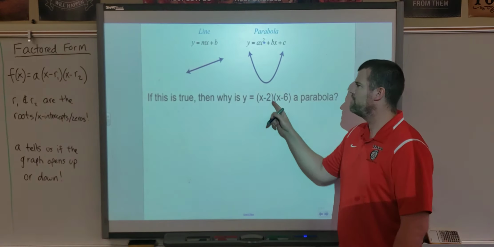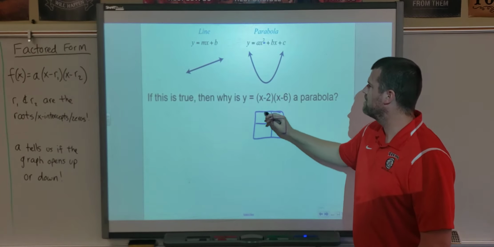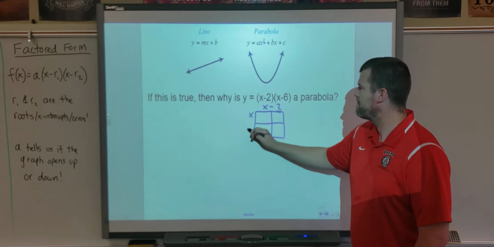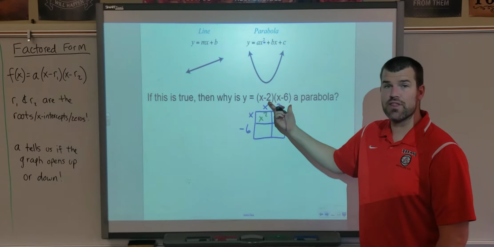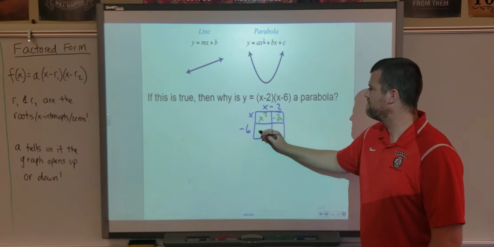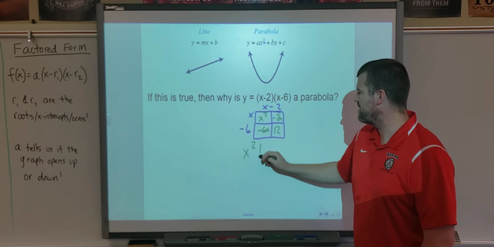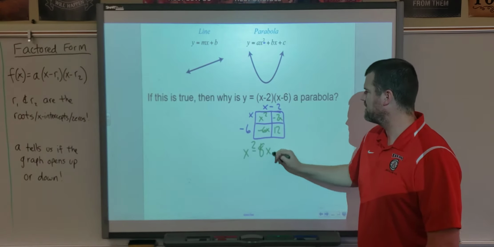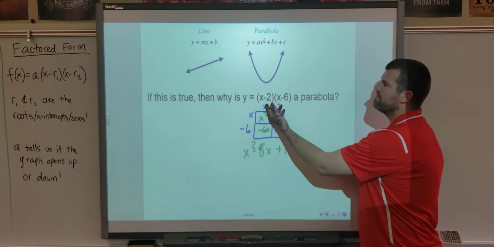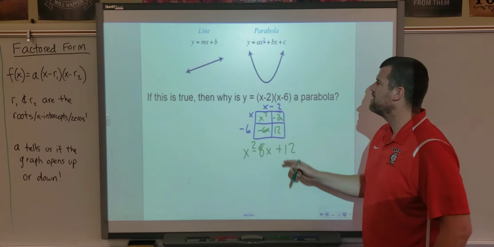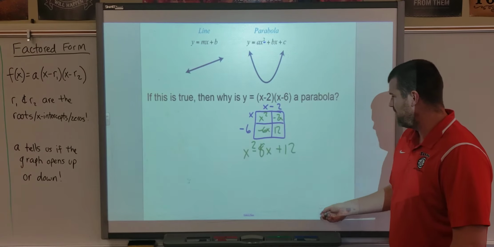Well, how do I multiply those together? If I multiply those together using the box, or the area model, we end up getting x squared, so boom, there it is, minus 2x minus 6x plus 12. If we rewrite this out, it's x squared minus 8x plus 12. So it is a quadratic equation. When it's in factored form, it might not look like it's quadratic, but once we multiply those out, we do in fact get the x squared. So that is why we are getting parabolas.